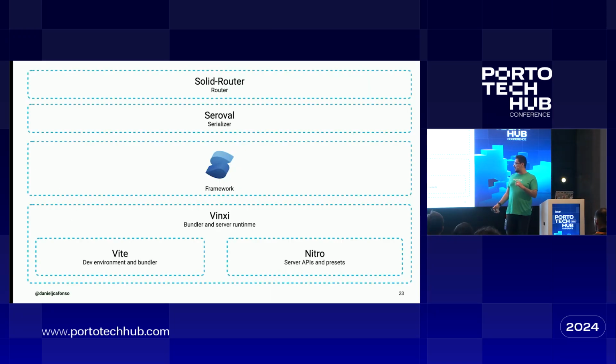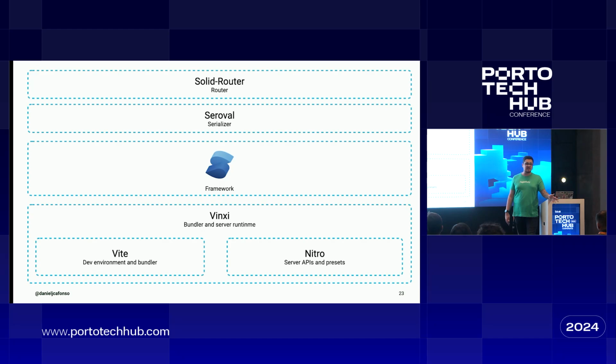Now, this is a SolidStart application. This is basically the anatomy of everything. At the top level, we have Solid Router. And remember, this is optional. You can take Solid Router out of the equation. This is basically a full 100% usage of SolidStart example. So we have Solid Router, which is a router. We have Seroval, which is our serializer. So it's a full-stack framework.